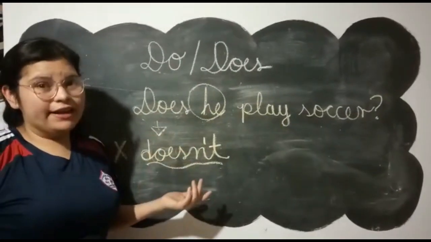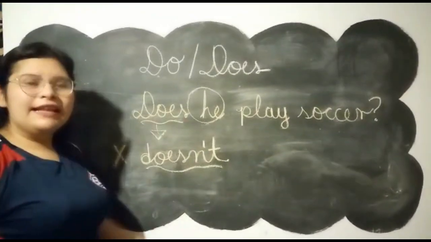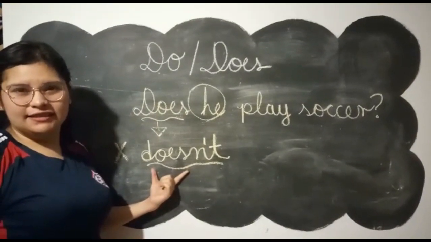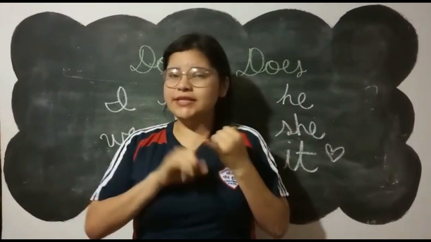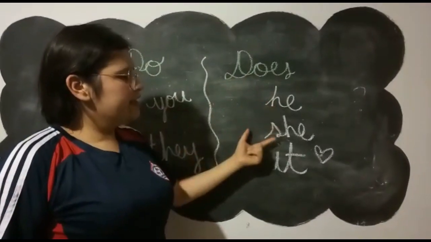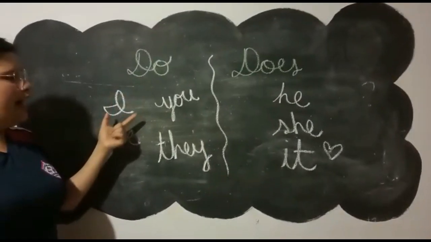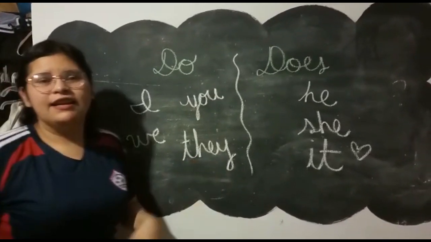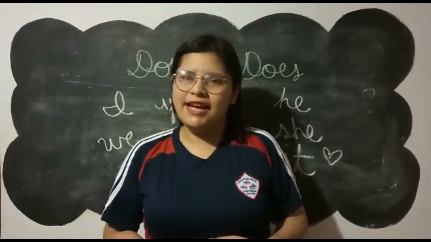So, for a negative answer, when we have does in the question, the word that we use is doesn't. So, remember the next, that is very important for your questions and for your answers. We use does with he, she, and it. We use do with I, you, we, and they. With this information, it's going to be easier to answer your exercise. Good luck!